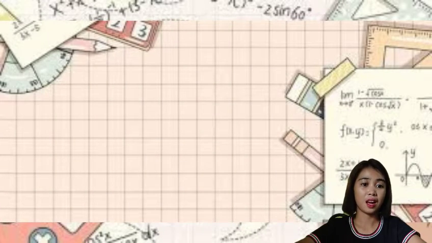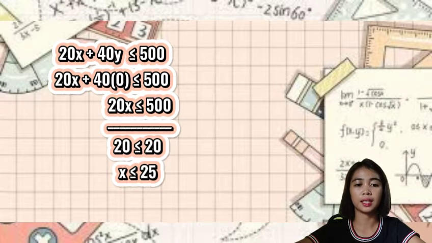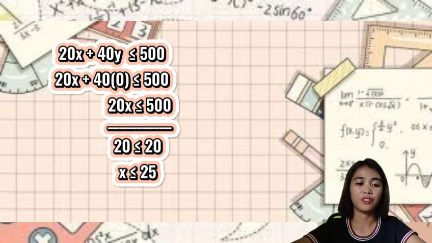So next our x, the same process, 20x plus 40y is less than or equal to 500. This time, our y will be equal to 0. So 40y will be cancelled. The remaining term is 20x is less than or equal to 500. Divide both sides by 20, so our x is less than or equal to 25.